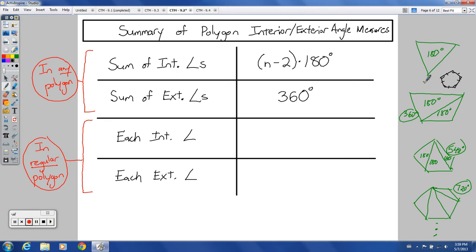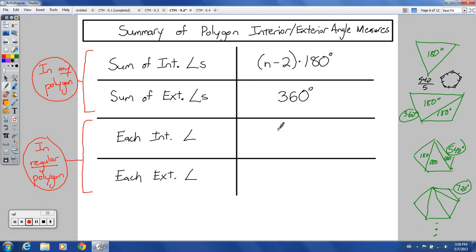So 540 divided by, what are we going to divide by? If each one has to be the same, if it's a regular polygon, we would take 540 and divide it by the number of sides there are, divided by 5. So in general, it's just what you had for the total and divide that by how many sides there are. That's going to give you each one.